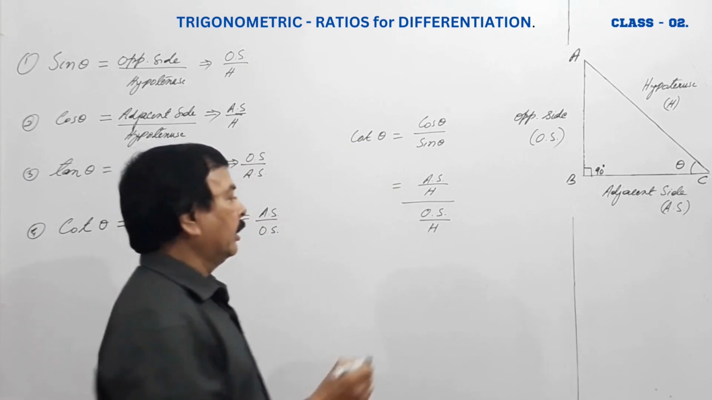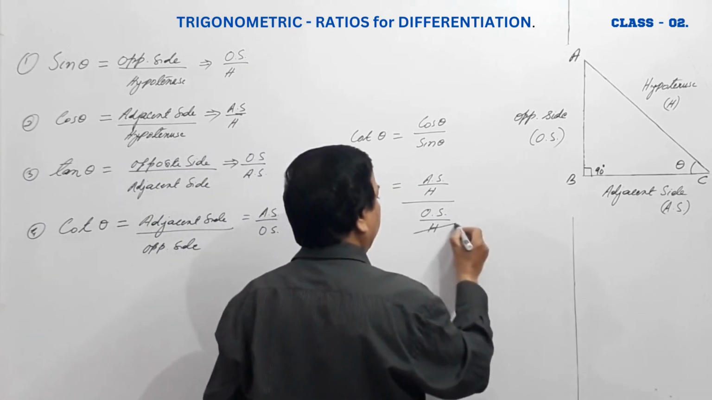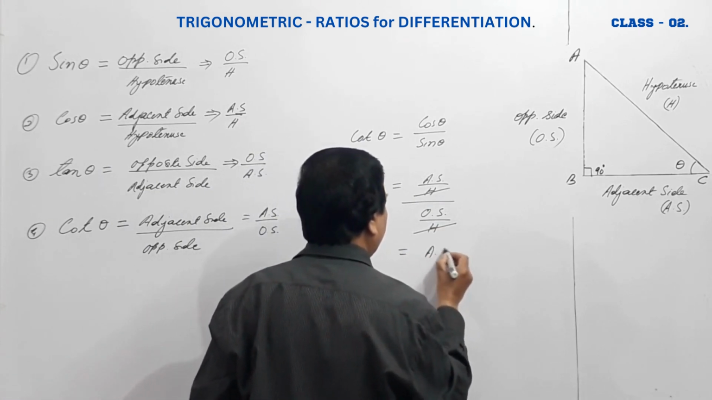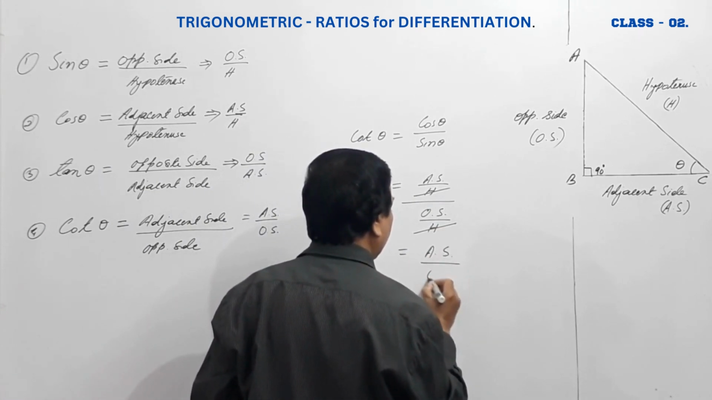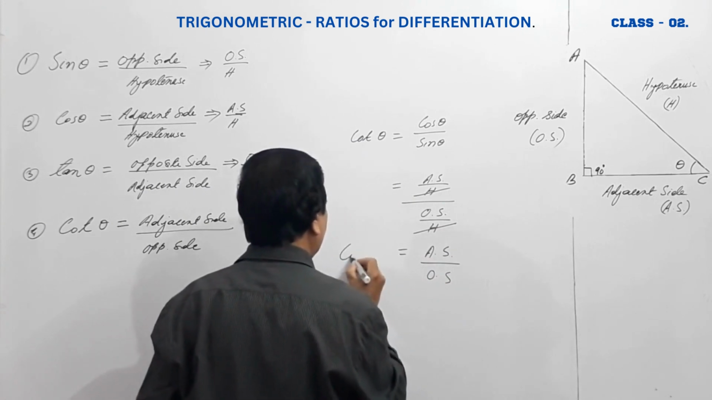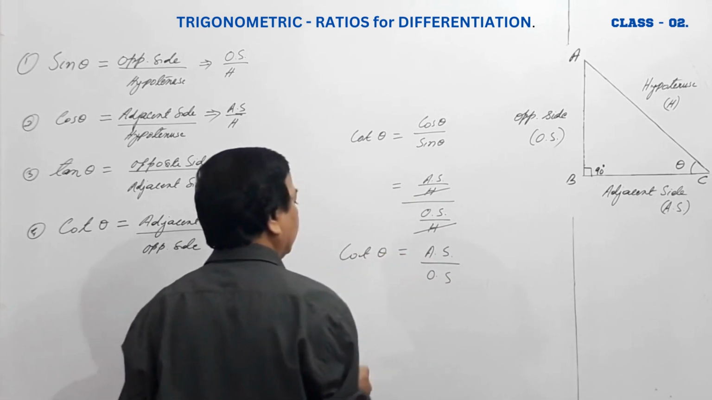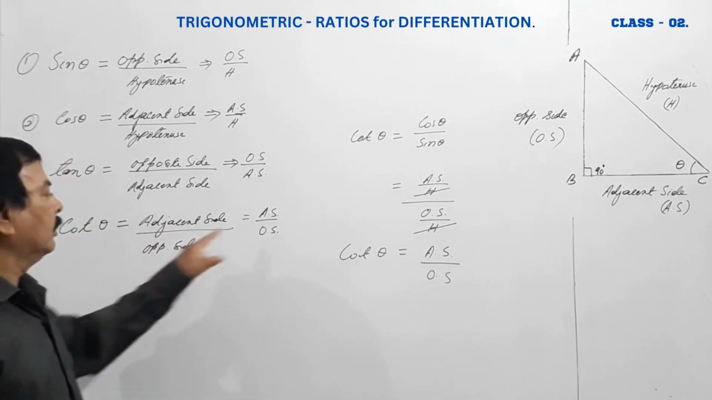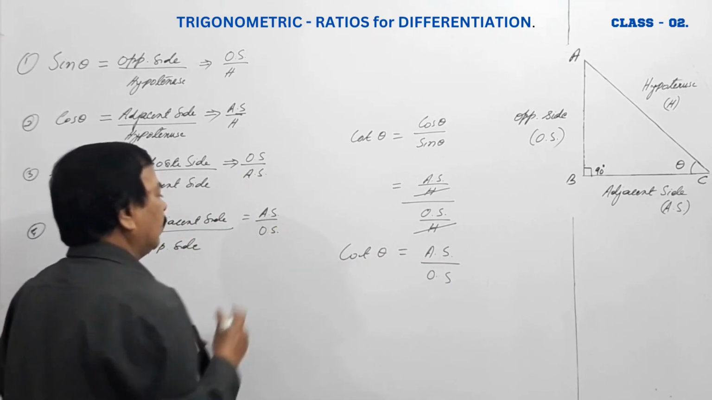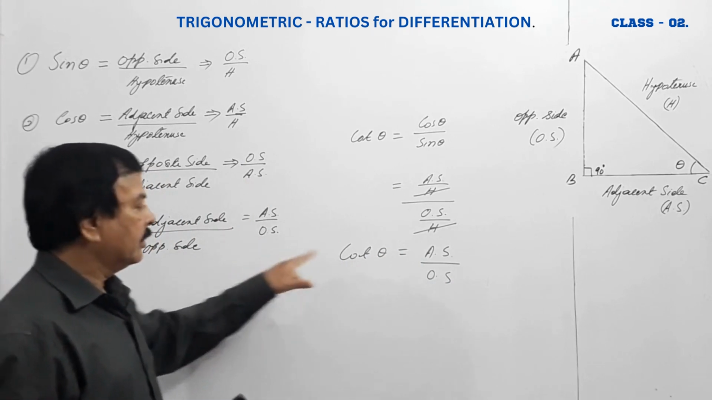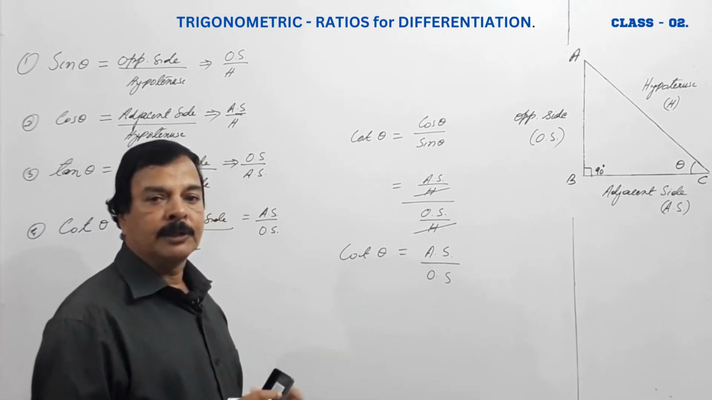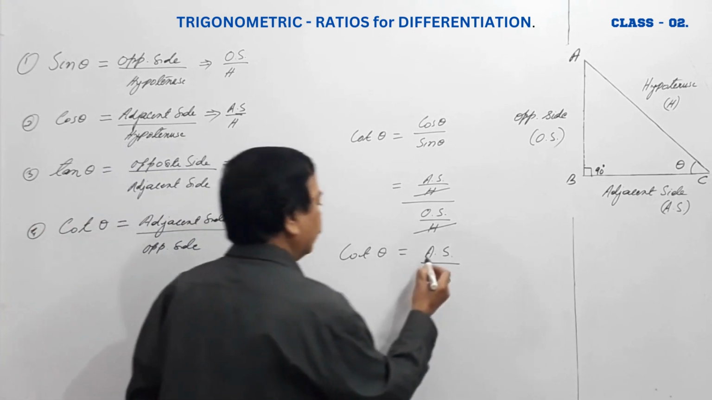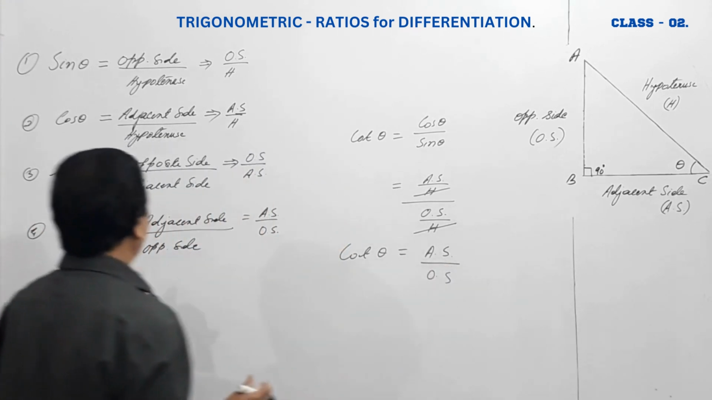So here hypotenuse cancels, and we are left with what? Adjacent side by opposite side. This is nothing but cot theta. So what I had written, cot theta equals adjacent side by opposite side. We got adjacent side by opposite side. Both ways you can prove it. So please make a note of this.